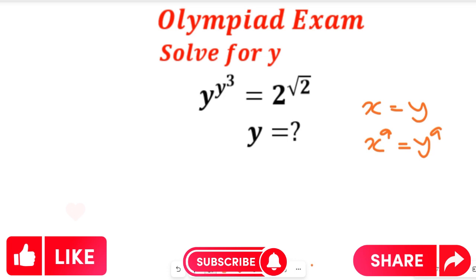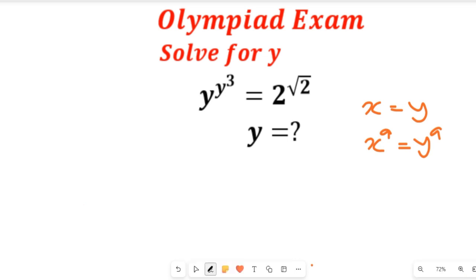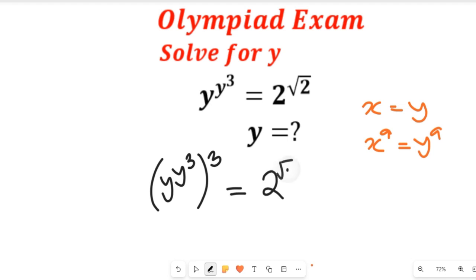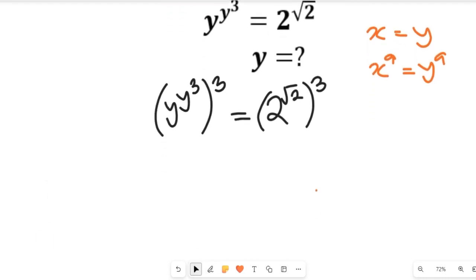Now, if y to the power of y to the power of 3 is equal to 2 to the power of square root of 2, what we'll simply do is take the cube of both sides. So if we take the cube of both sides, that expression becomes this, and this would be equal to 2 to the power of square root of 2, all to the power of 3.